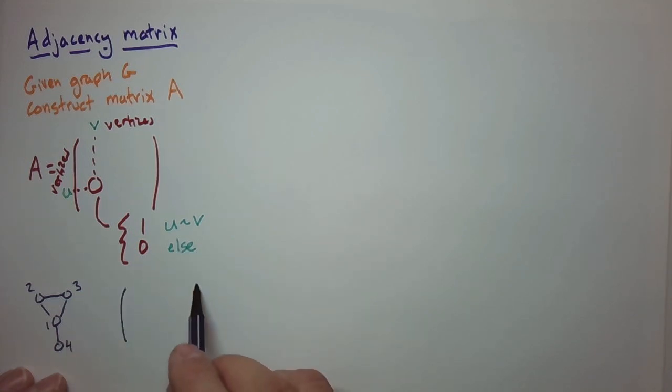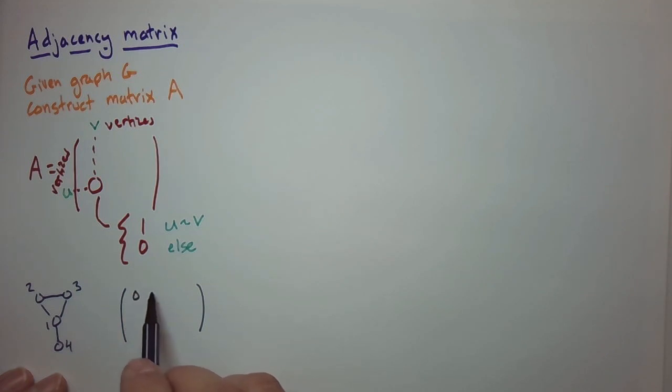Now I see 1 is adjacent to everything, but not itself, since there are no loops. So it'll be 0, 1, 1, 1. 2 is adjacent to 1 and 3, so 1, 0, 1, 0. 3 is adjacent to 1 and 2: 1, 1, 0, 0. And 4 is only adjacent to 1. And there we go. That's the paw graph and its adjacency matrix.